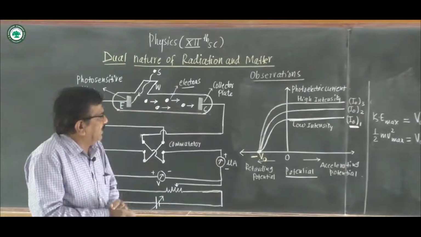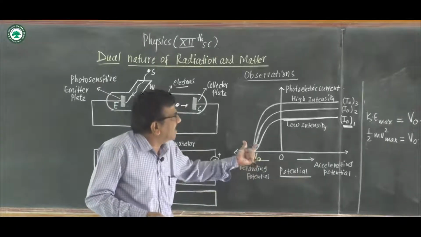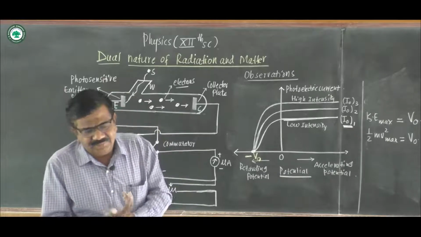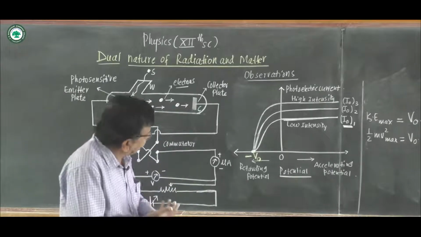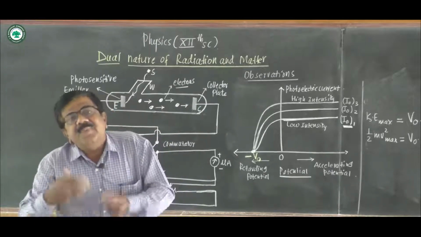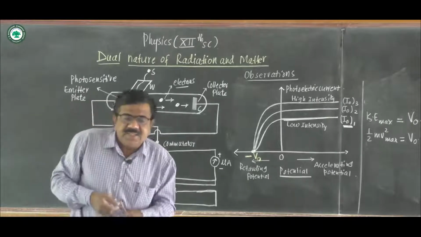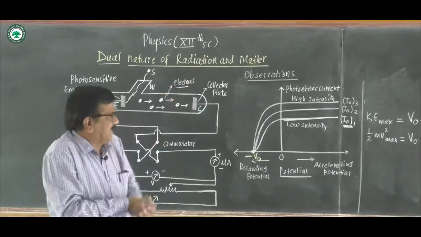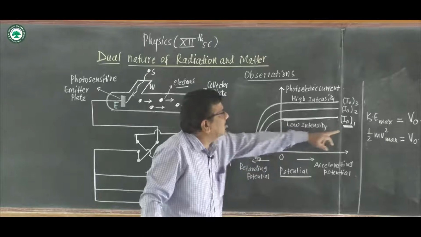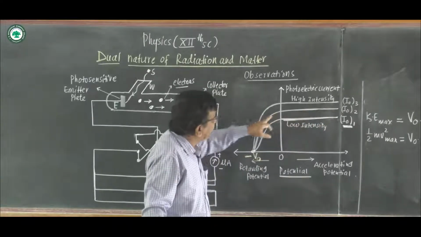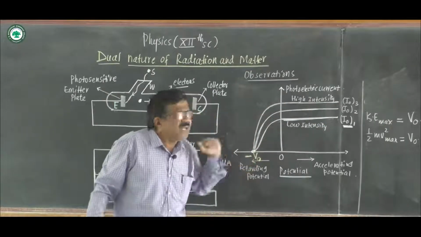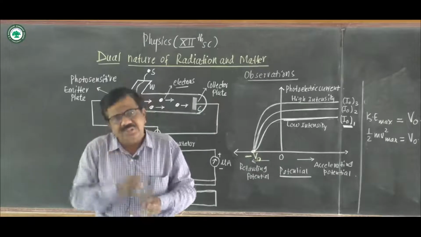Now in this experiment, this is the negative potential, or the stopping potential. If the frequency is kept constant and the experiment is repeated with incident light of different intensities, see, this is the graph for low intensity, this is the graph for high intensity, and this is again for high intensity. At a certain negative potential, the photoelectric current becomes 0.